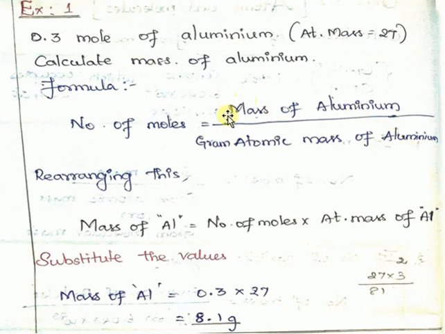So in this we have a mass. By rearranging this formula, we get mass of aluminium is equal to, we can cross multiply here, the number of moles into atomic mass of aluminium. Substitute the values. Number of moles, 0.3 moles they have given, so 0.3. Atomic mass is 27. Multiplying this gives you 0.3 into 27, 8.1 grams. So 0.3 moles contains 8.1 grams. So this is a simple idea we can follow.